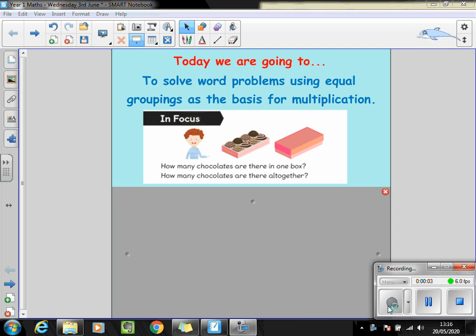Good morning, Year 1. Today is Wonderful Wednesday, and today we're going to have a go at solving word problems using equal groupings as the basis for multiplication. So let's have a look at our in focus task.